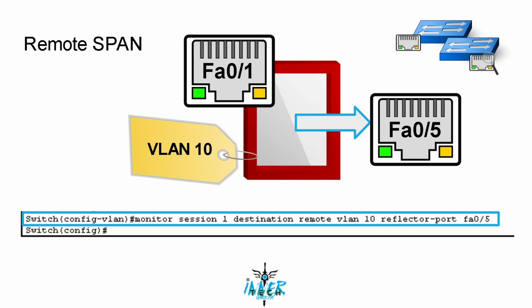Next, we need to tell the switch that monitoring session 1 should send traffic from VLAN 10 to a remote reflector port on the unused port FA0/5 with the command monitor session 1 destination remote VLAN 10 reflector-port FA0/5.